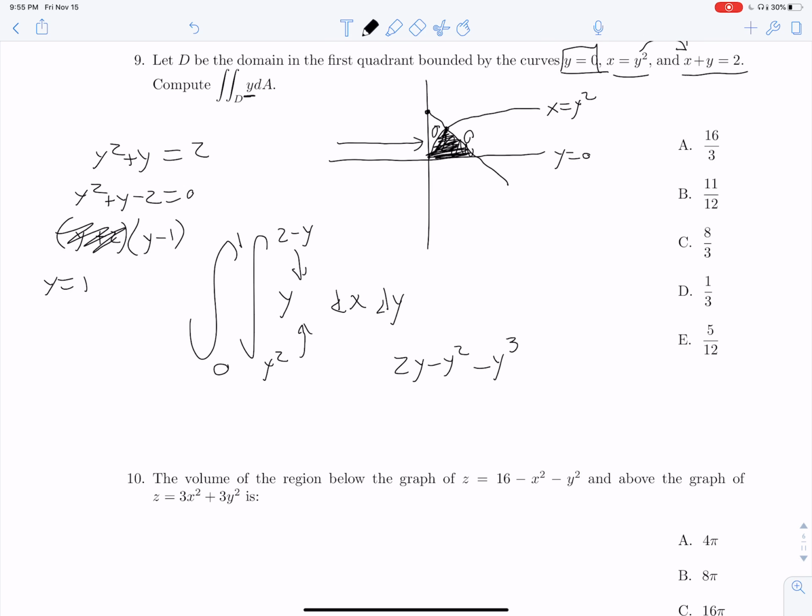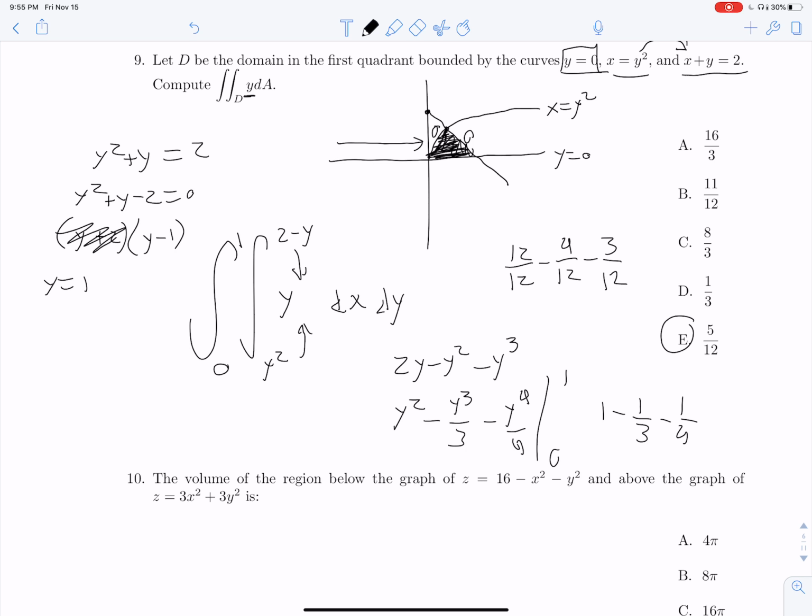So doing that, we'll get 2y minus y squared minus y cubed, and then integrating, we'll get y squared minus y cubed over 3 minus y to the 4th over 4, evaluated on 0 to 1. And this is 1 minus 1/3 minus 1/4. And we can put all this in twelfths to get a real answer out of it. This will be 12 over 12 minus 4 over 12 minus 3 over 12, which is 12 minus 7 over 12, which is 5 over 12.